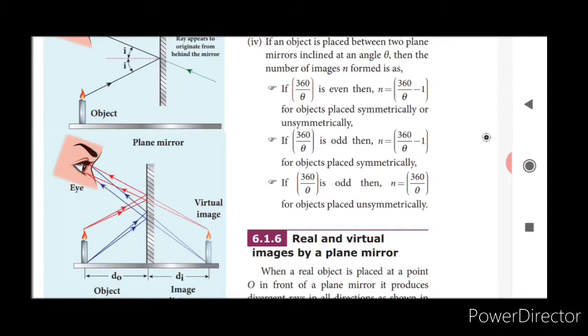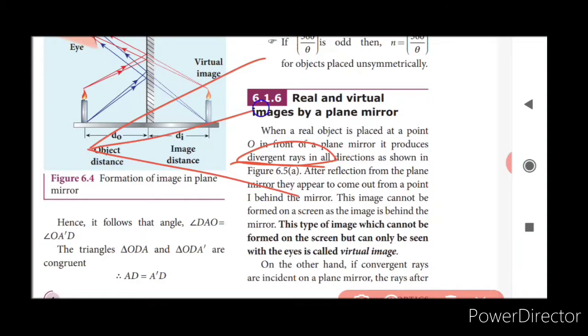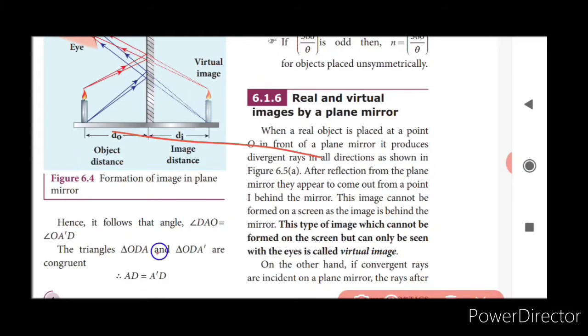Real and virtual image by the plane mirror. When the real object is placed at the point O in front of the plane mirror, it produces divergent rays. Remember this divergent ray. Divergent rays are like that. This is how the divergent ray will be. What is meant by convergent ray? The convergent rays will go like that.